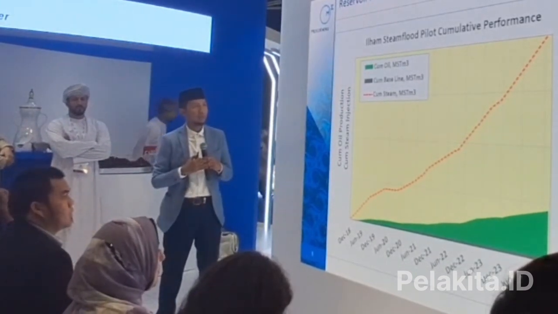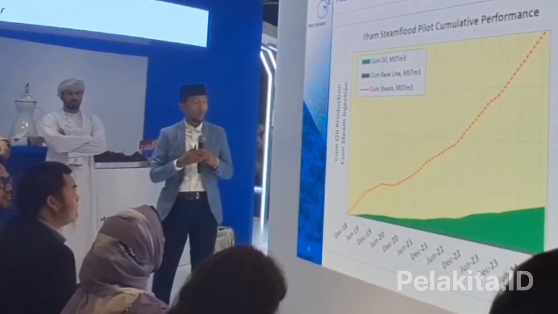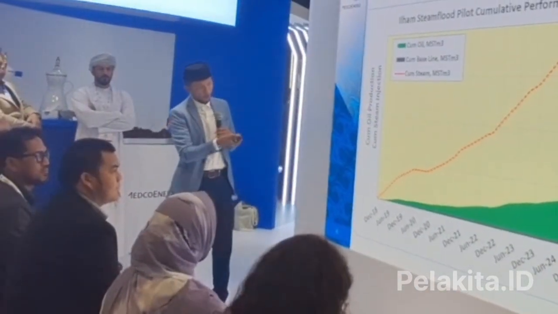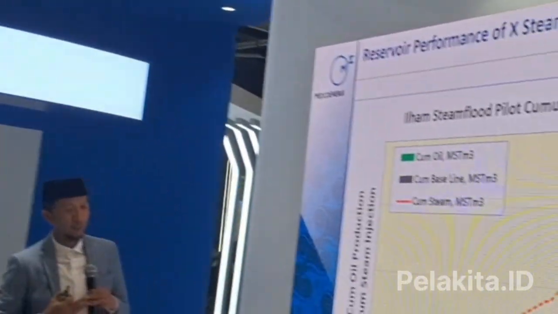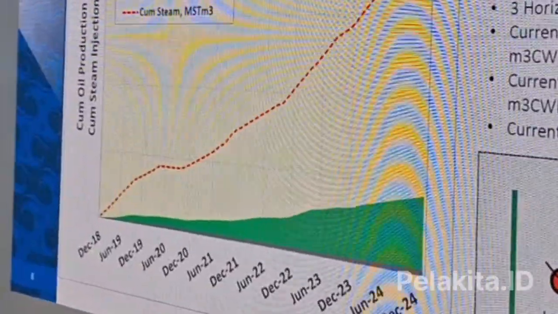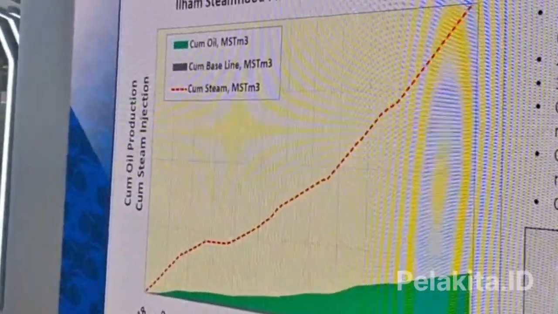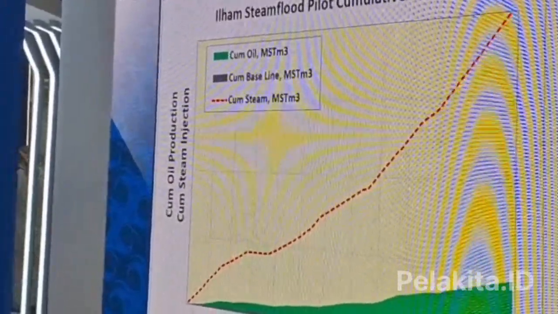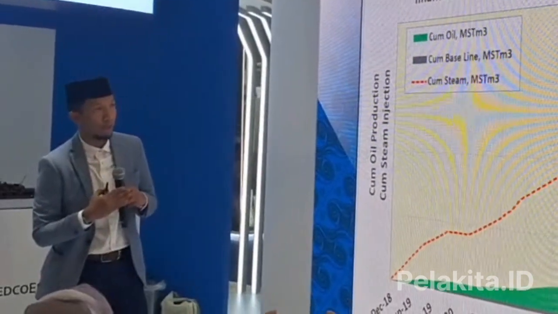Then we started to build the pilot project in 2018, using a steam drive pilot pattern. We have 2 vertical injectors and 3 horizontal producers. If you see here, that's the pattern that we use. As you know, commonly thermal is developed with vertical wells, with a 5-spot or inverted 5-spot pattern, or a 7-spot or inverted 7-spot pattern. But here we are trying a different approach, with vertical injectors and horizontal producers.